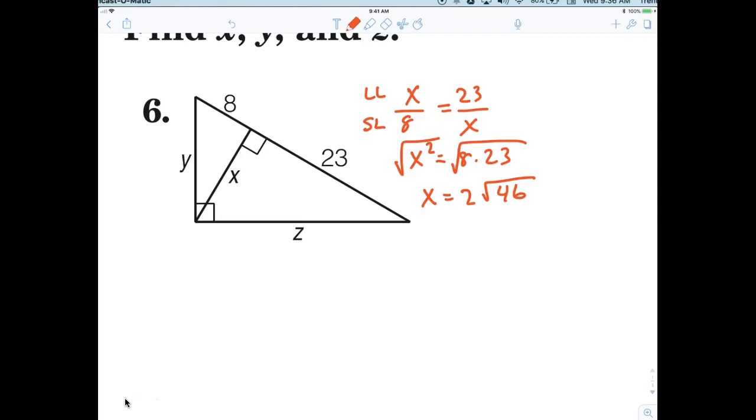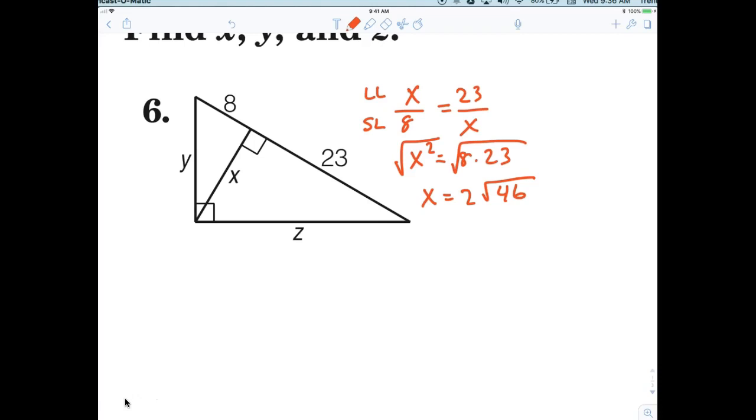You can make it 8 over x. It doesn't matter how you set up the proportion. How do you know which one's the short leg and which one's the long leg? Visually.